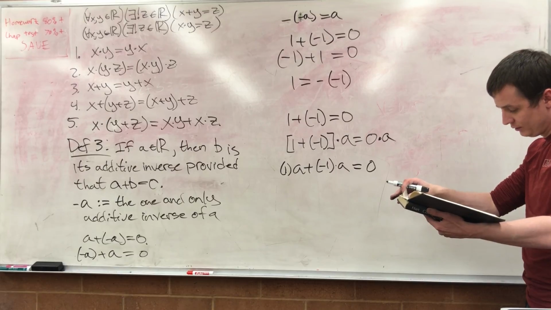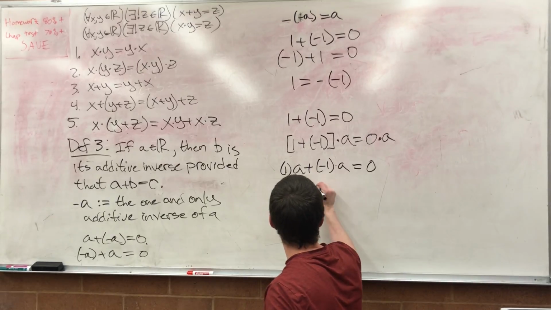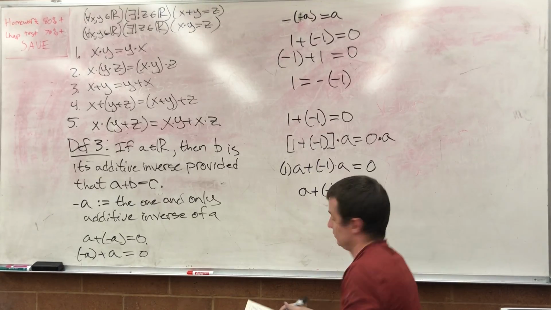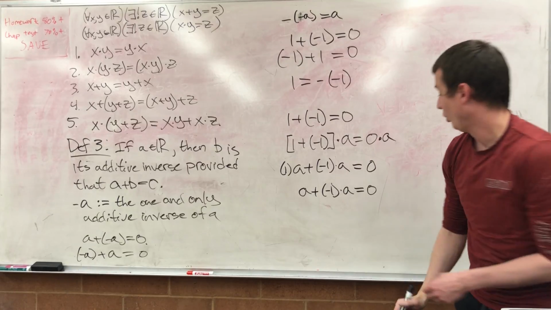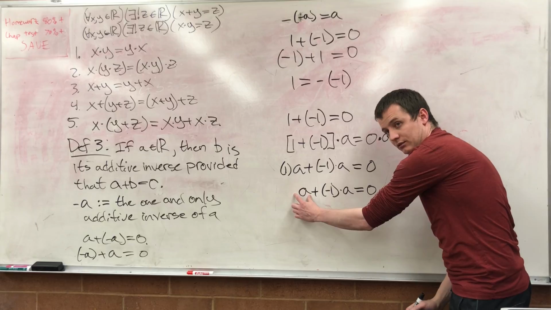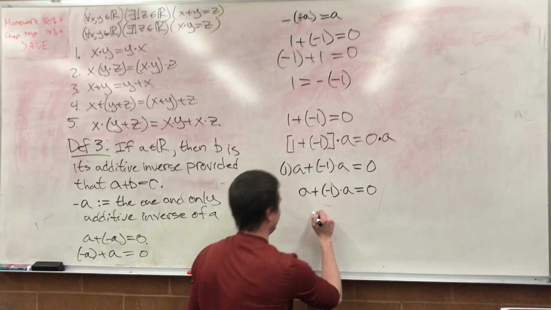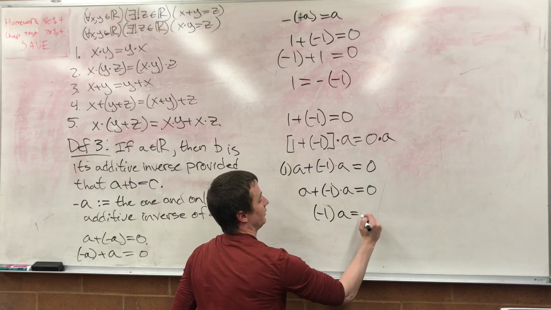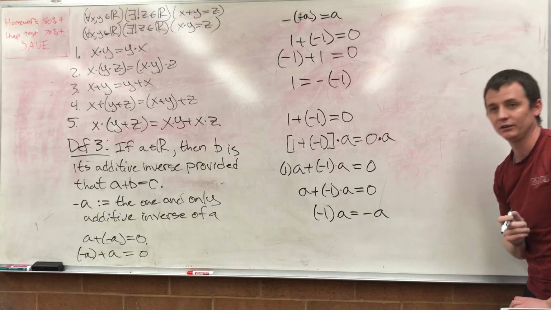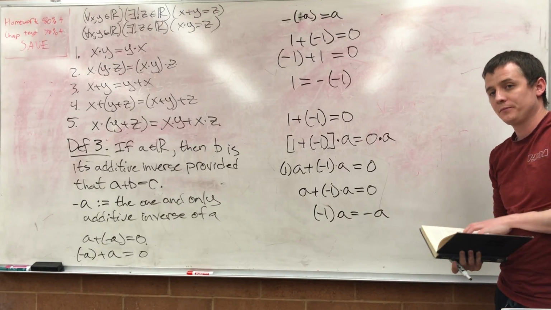Or in other words, we can say A plus negative 1 times A is equal to 0. Or in other words, negative 1 times A is the additive inverse of A. A plus this thing gives me 0. So negative 1 times A is the same thing as the additive inverse of A. Negative 1 times A is the same thing as negative A. Something else that we already proved earlier. You follow that?